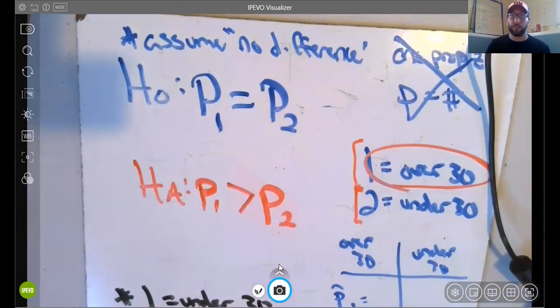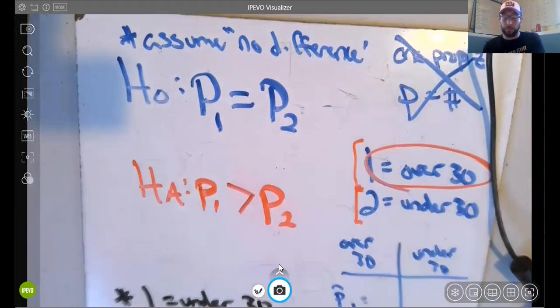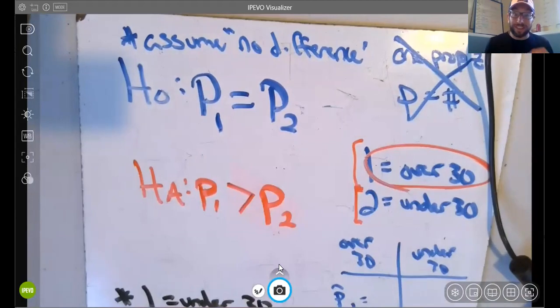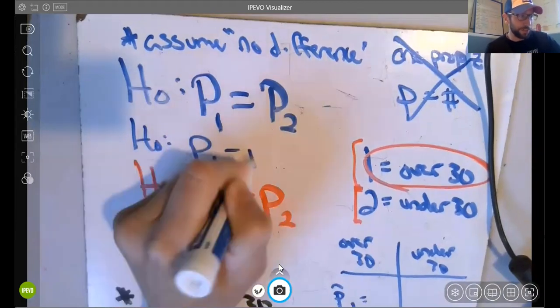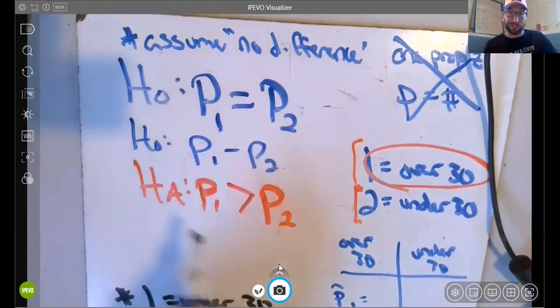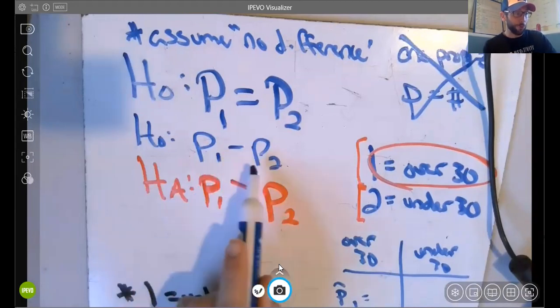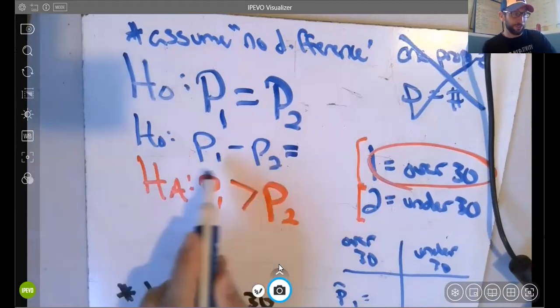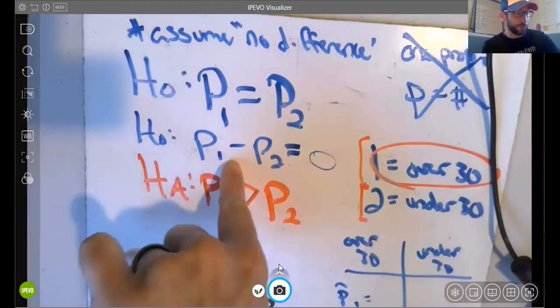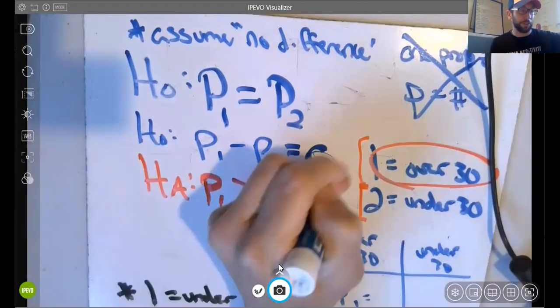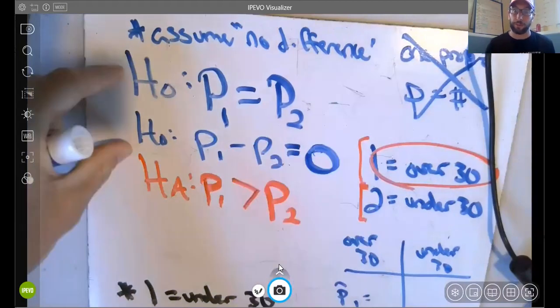There's our null and our alternative hypotheses, as long as we have the key. Now, another way you could go about this, and you do what works for you, is to write this as a difference. So instead, for the null, I can say P1 minus P2, right? The difference means subtract. If there's no difference, the difference is 0. So this is another option in blue here for how you could write your null hypothesis.